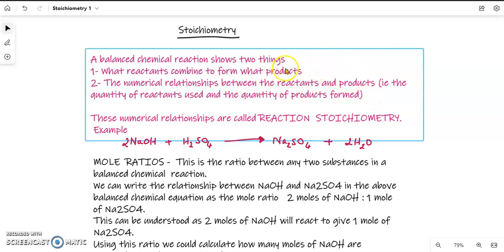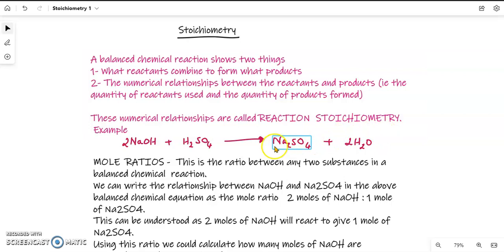The topic is called stoichiometry. It deals with the numerical relationships in chemical equations. A balanced chemical reaction equation shows two things. The first is what reactants combine to form what products in a reaction. The second is the numerical relationships between the reactants and products. That means the quantity of reactants that are used and the quantity of products that are formed. These numerical relationships are what we call reaction stoichiometry.